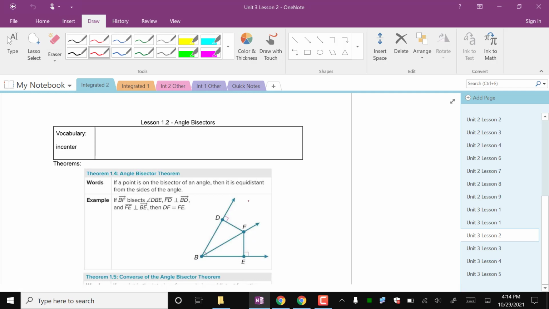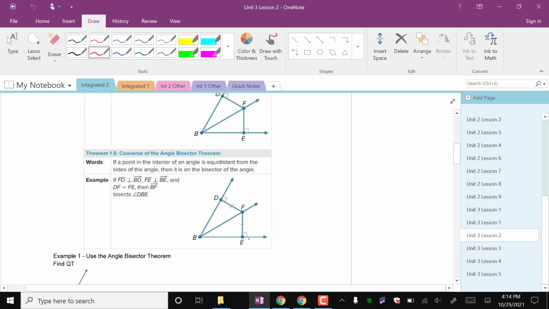If a point is on the bisector of an angle, then it is equal distance from the sides of the angle. So we have F right here. It's a point on the bisector of the angle, so it is equal distance from D and from E.